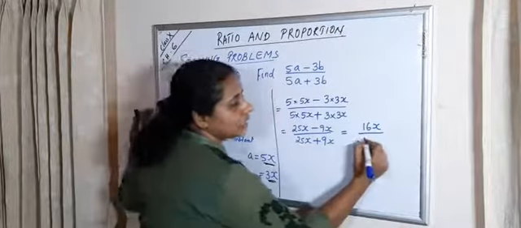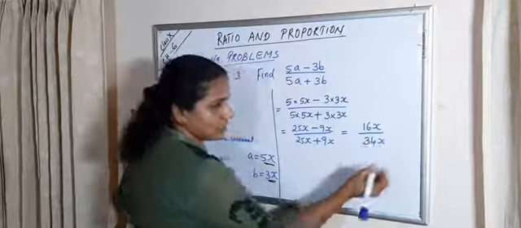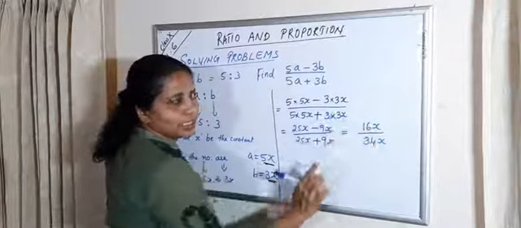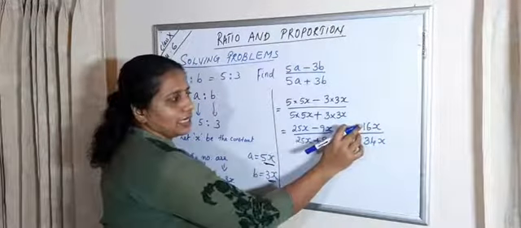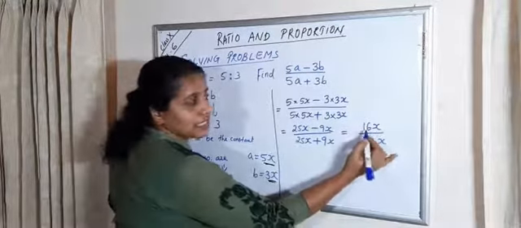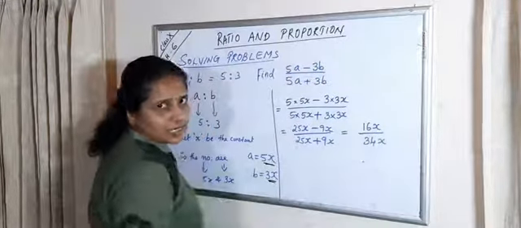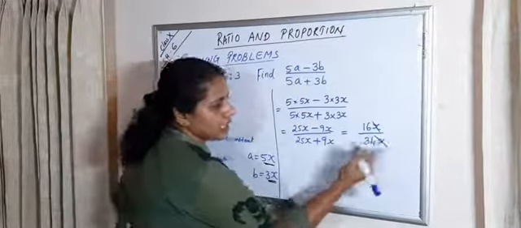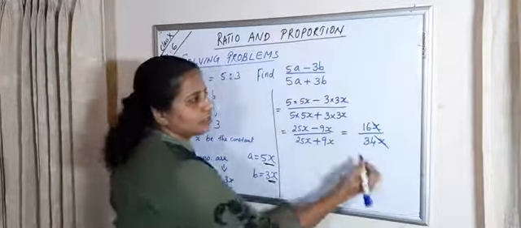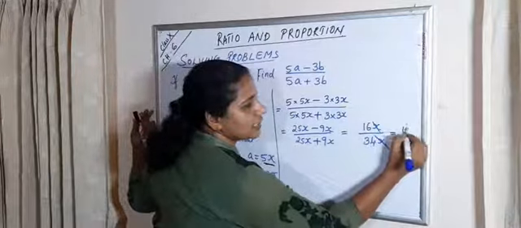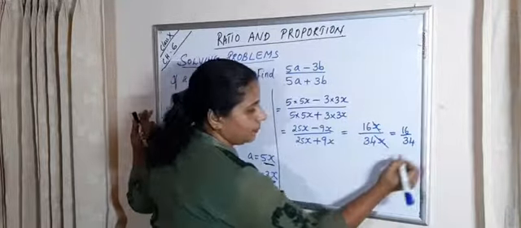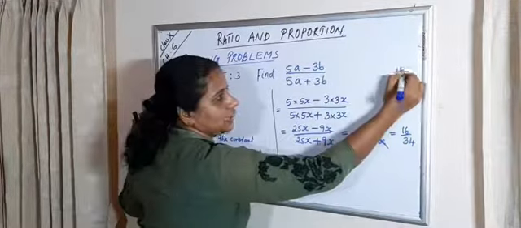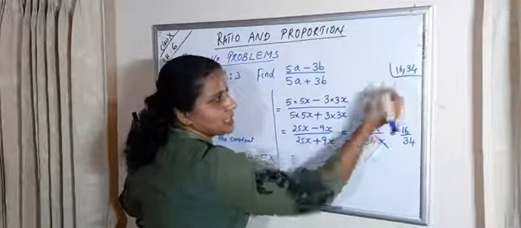Divided by 34x. Now x and x, in between these two, the multiplication sign is there, 16x means 16 into x. So we can cancel. There is no plus or minus sign, so we can cancel this x. Cancelling this x, we will get 16 by 34, that is equal to 16 by 34. Now you make this into the simplest form.